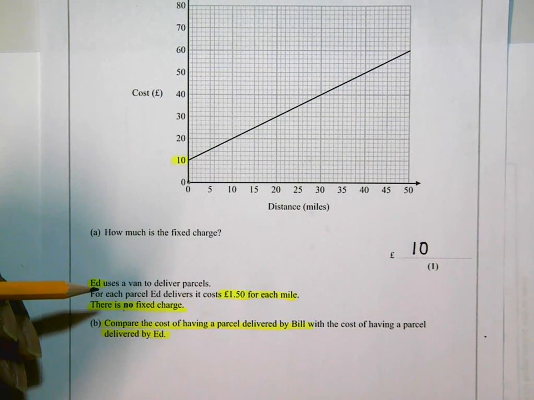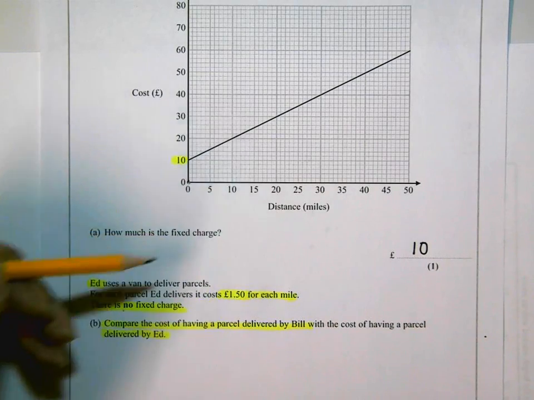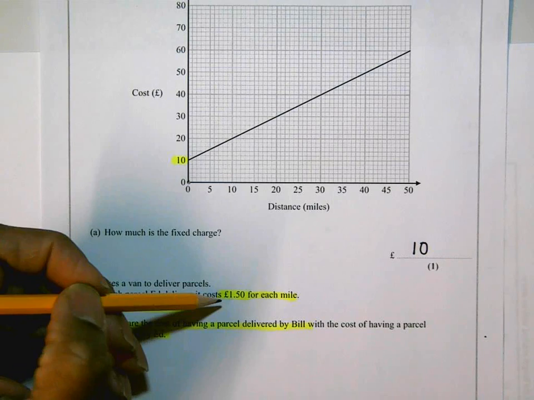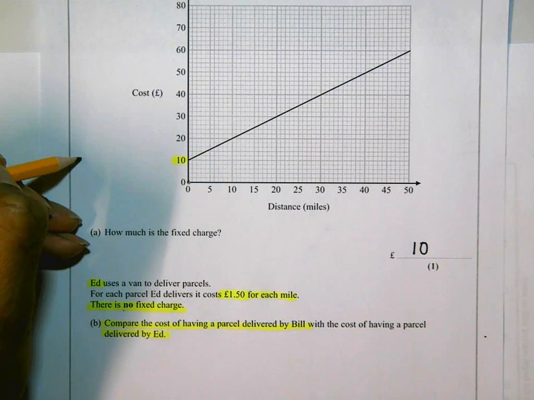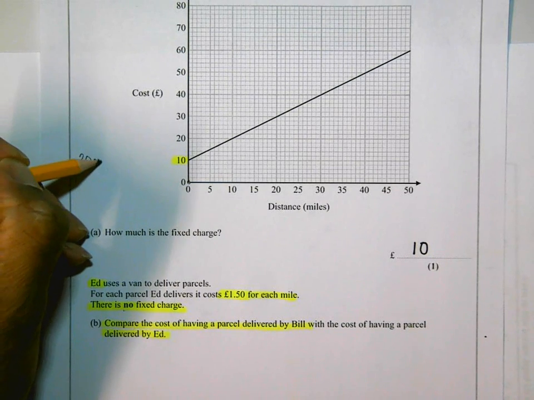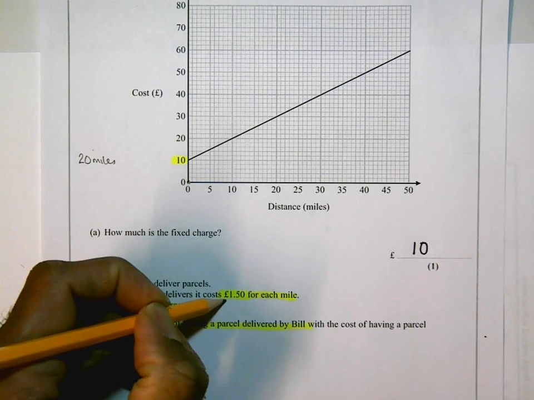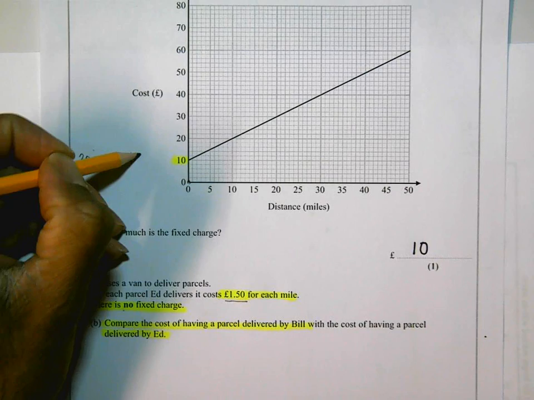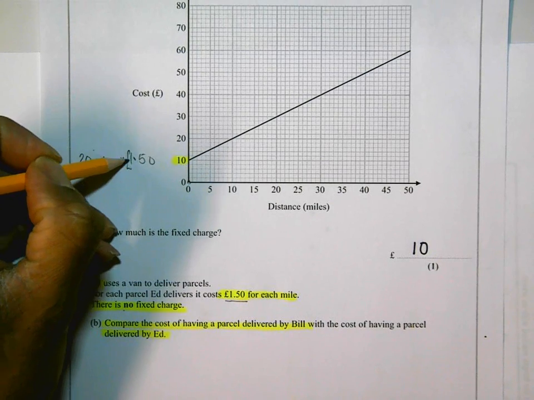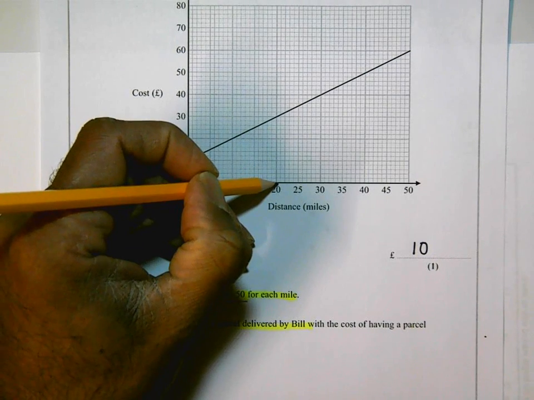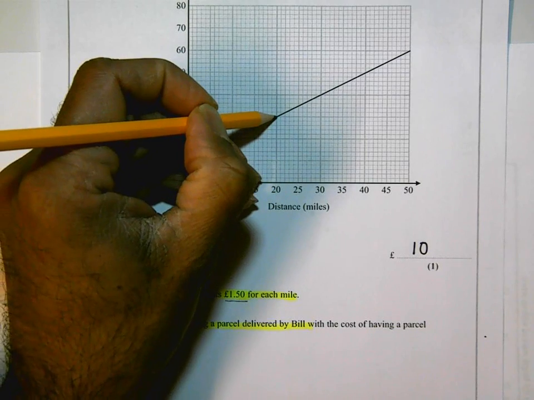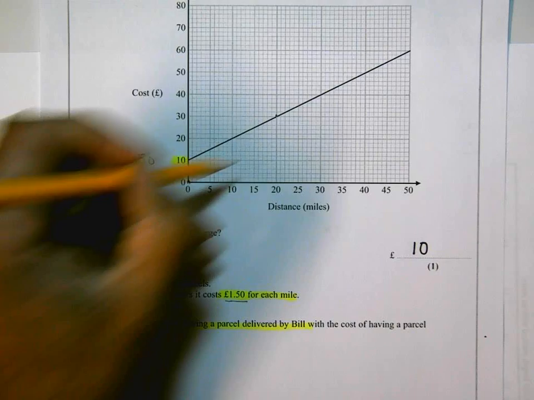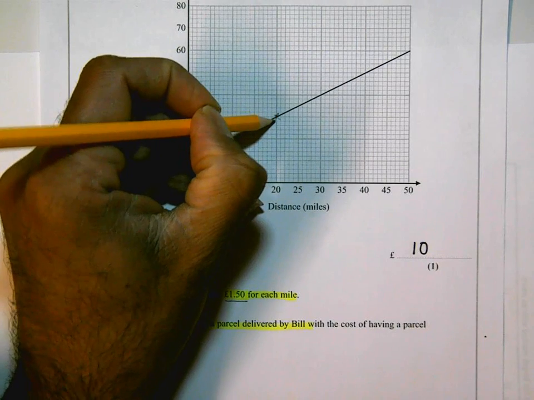If he's going to deliver a parcel, and I'm going to pick some nice round numbers here to help me with this, a distance of 20 miles, the cost is £1.50 per mile. So what's 20 times £1.50? 20 times £1.50 is going to be 30. I could pick another round number. I'm going to put a cross there so it's actually clear.